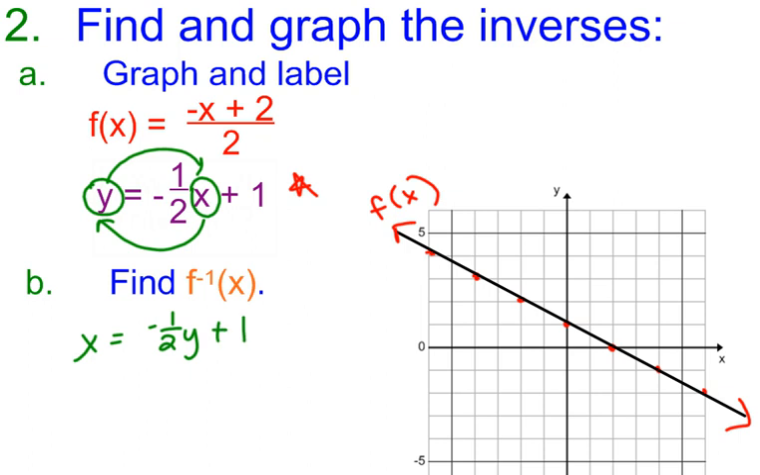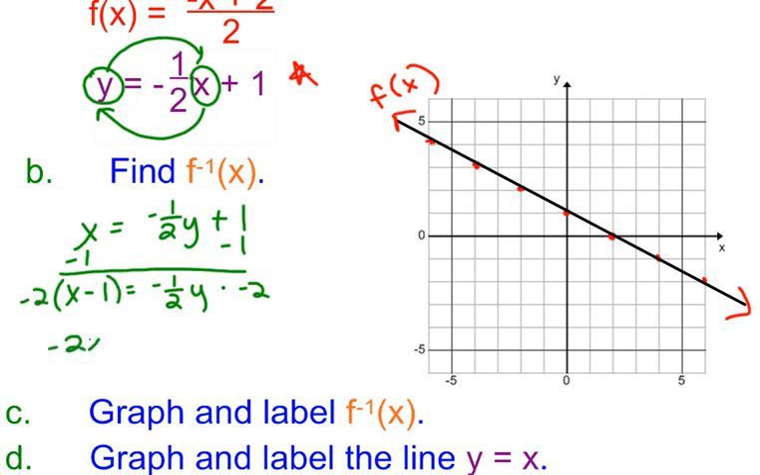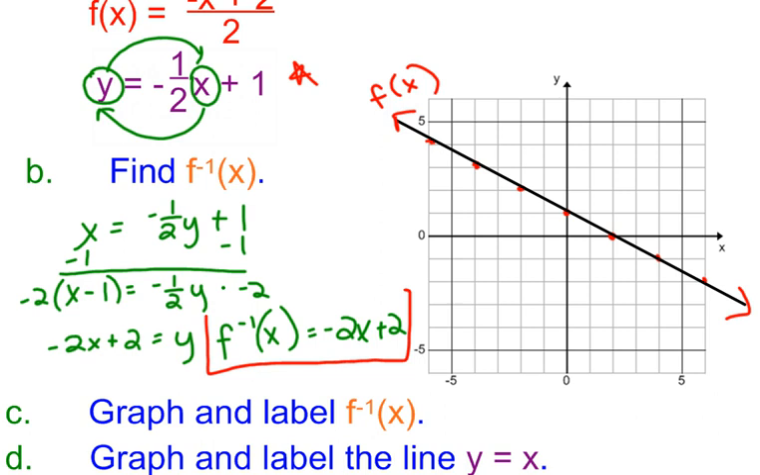And then we'll solve for y. So I want to get y by itself in order for me to graph it. So I would minus 1 from both sides. x minus 1 equals negative 1/2 y. And then I can either divide by negative 1/2 or times by negative 2. So I have negative 2x plus 2 equals y. So I would write this now as the inverse function of x equals negative 2x plus 2. And they asked me to find this, so that's actually my answer for part B here.